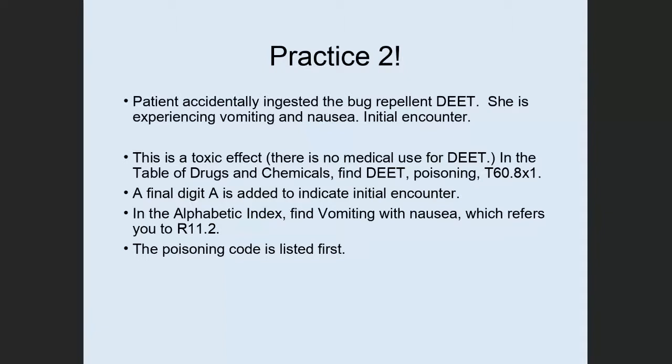So go to the table of drugs, find DEET, poisoning, accidental, and you'll find T60.8X1. You'll need a final digit A to indicate initial encounter. Then in the alphabetic index, find vomiting with nausea, which refers you to R11.2. Remember, the poisoning toxic effect code goes first.